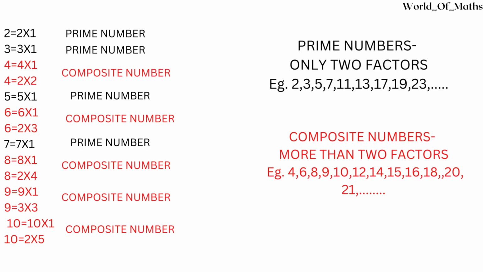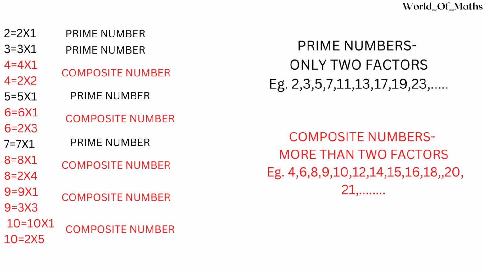If you look into the first 10 numbers, the numbers 2, 3, 5 and 7 are prime numbers as these have only two factors. And 4, 6, 8, 9 and 10 are composite numbers as these have more than two factors.